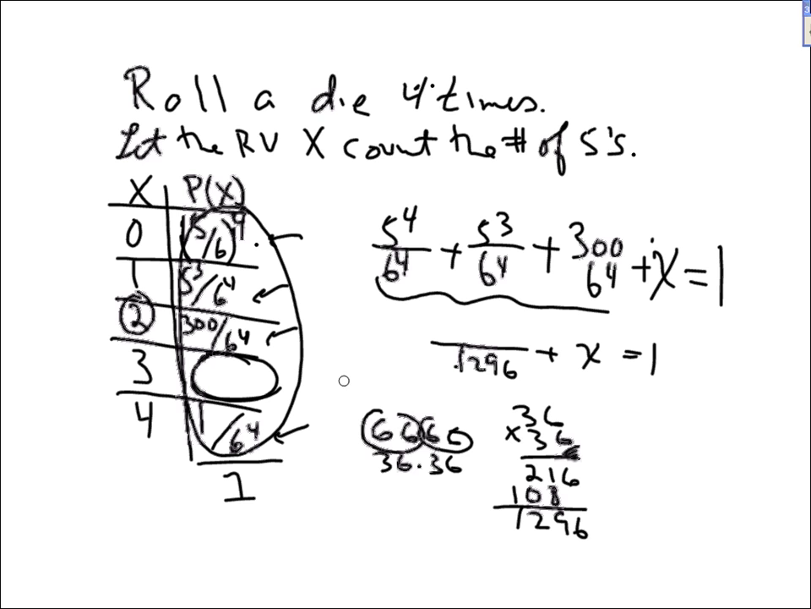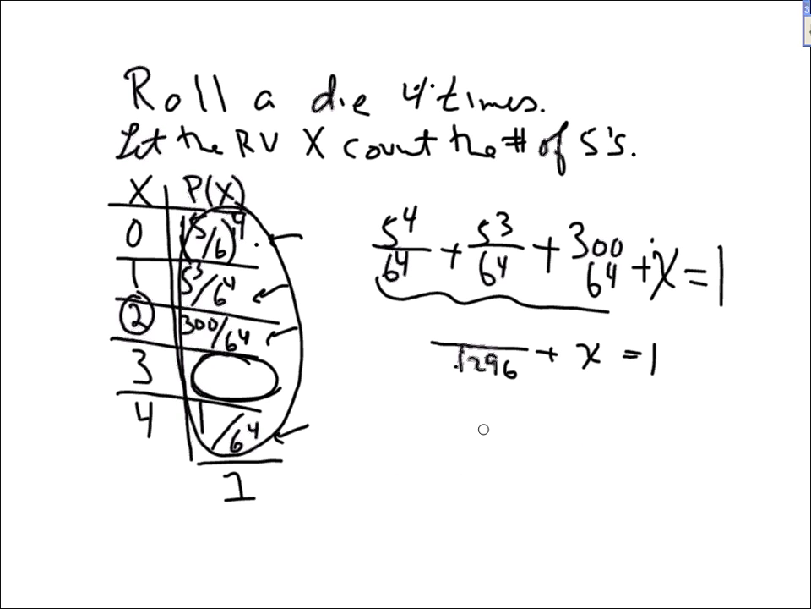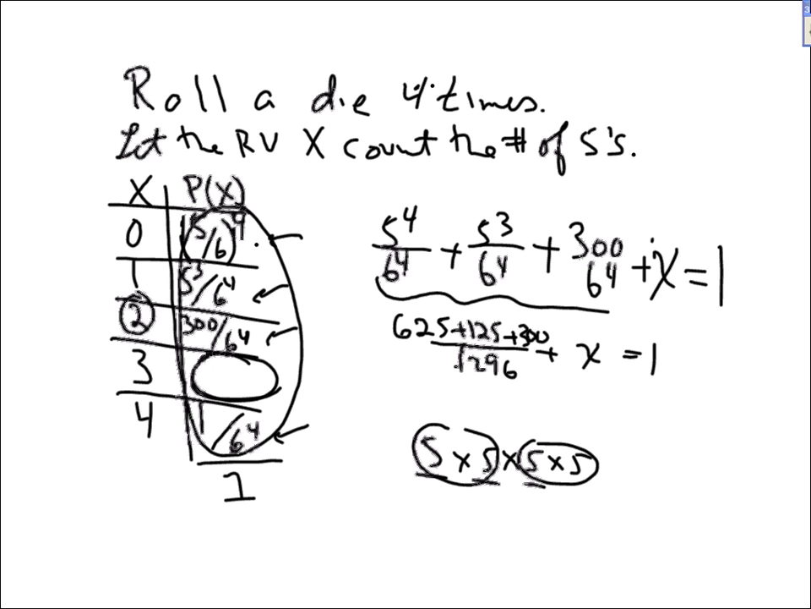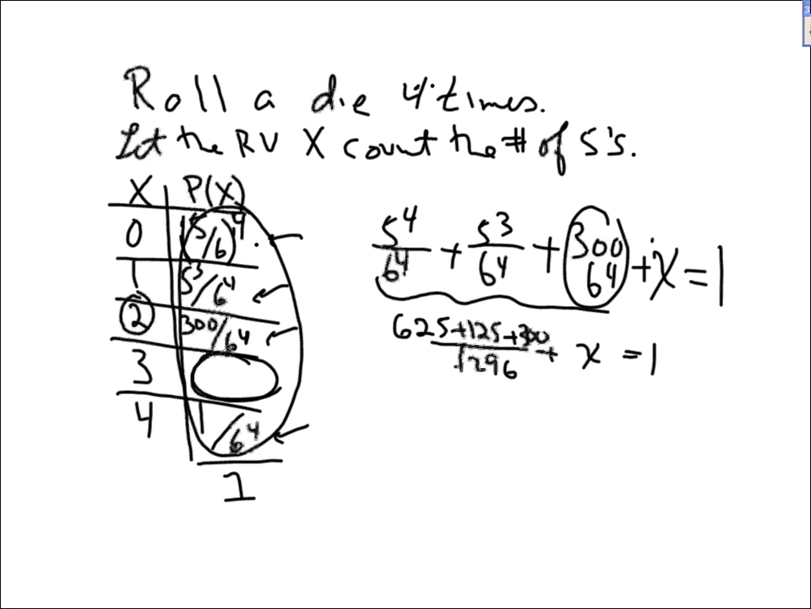Well, what's the numerator? Okay, 5 to the 4th. 5 times 5 times 5 times 5. 25 times 25. You should know that. 625 plus 5 cubed. 5 times 5 is 25. 25 times 5 is like 5 quarters. It's 125 plus 300. We already knew that was 300. Okay, well, we add those numerators and we get 750. We get 1050 over 1296 plus some number gives us 1.